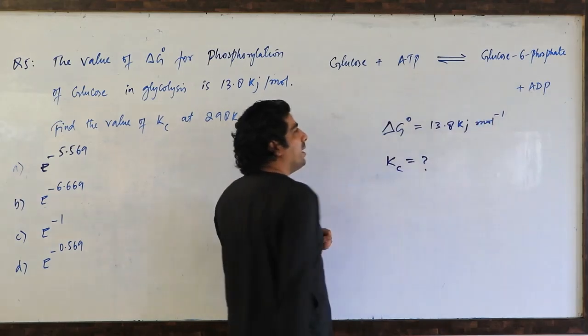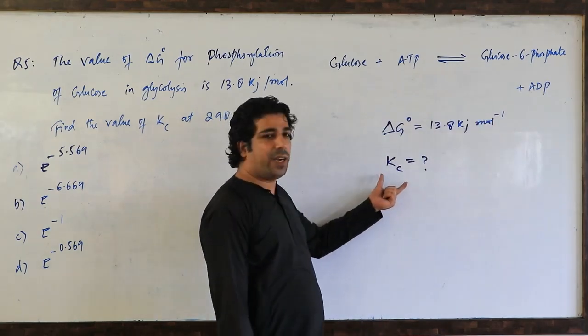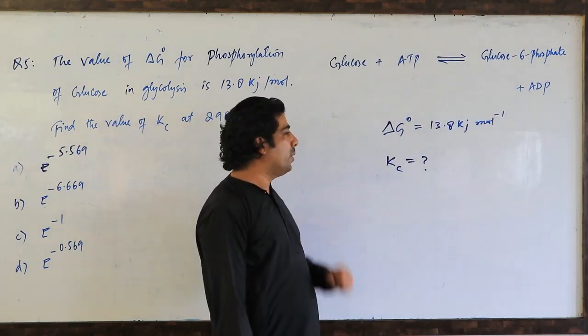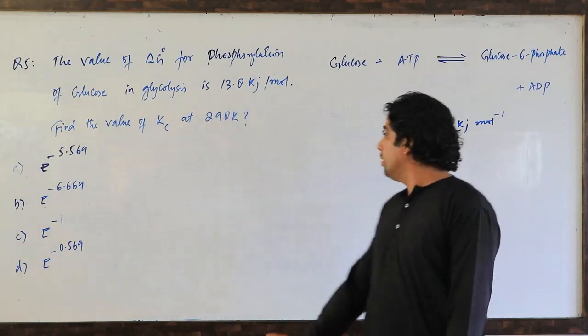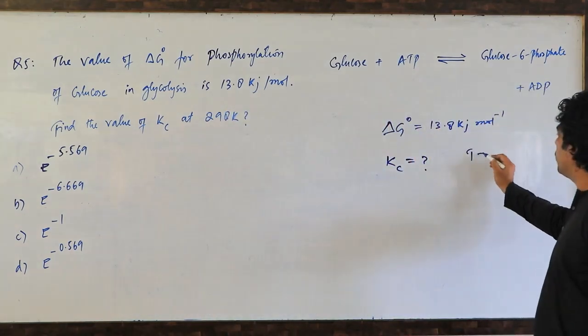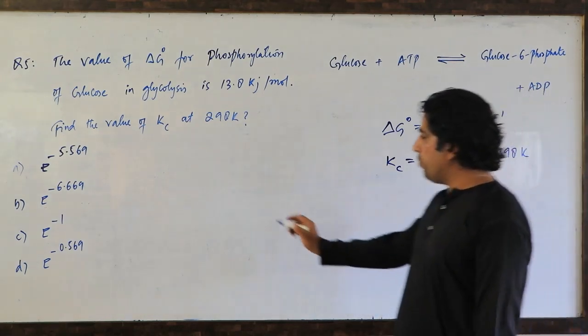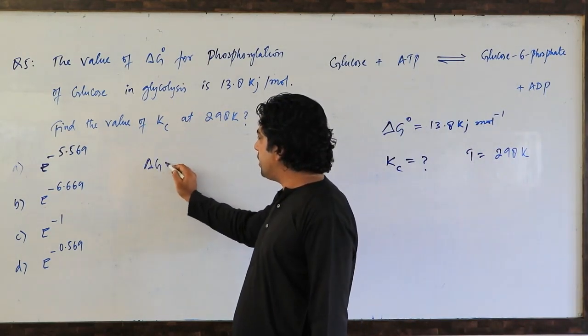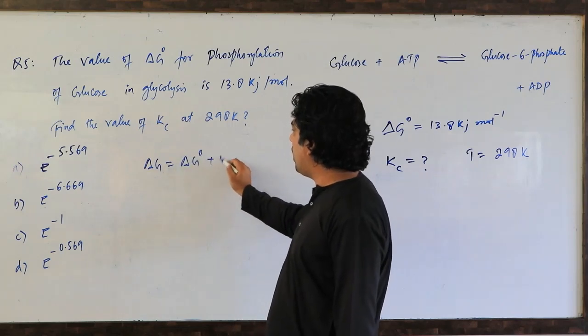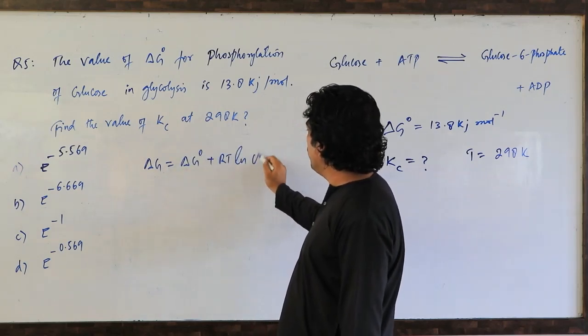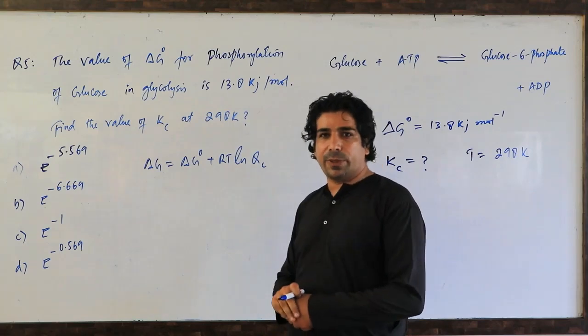If this reaction is at equilibrium, then only can I find out the Kc value. So let us go further and find it out. Apart from that, temperature is also given, that is 298 Kelvin. Previously, if you remember, we have an expression: delta G is equal to delta G naught plus RT ln Qc. This was our expression.